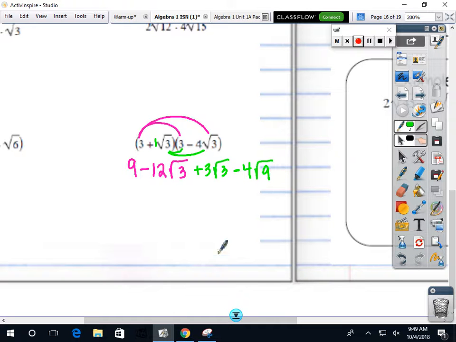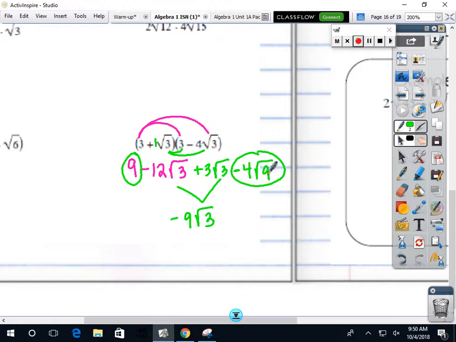Okay, so now I can go ahead and combine these two because they're matching radicals. They're both square roots of 3. And negative 12 plus 3 is negative 9.